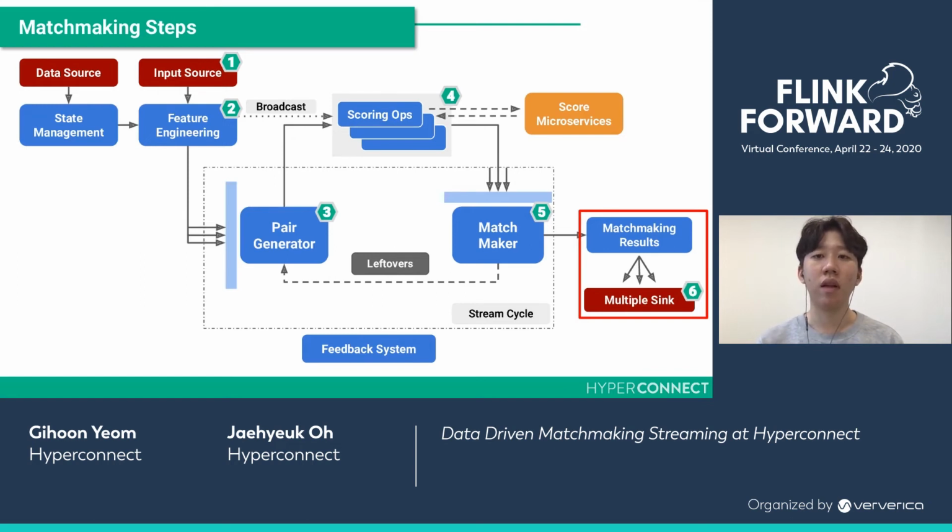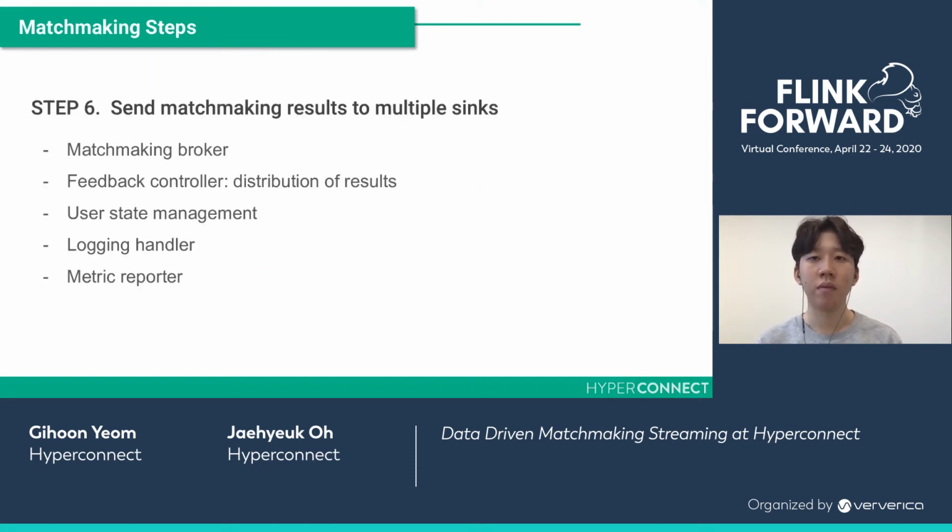Finally, the selected best pair is delivered to various sinks. We can pass the result to the broker performing the actual client-to-client video matching, or we can forward the distribution result of these matches to the feedback system that will allow us to better perform the next match. There are also more functions, like data logging and reporting, to handle match results.